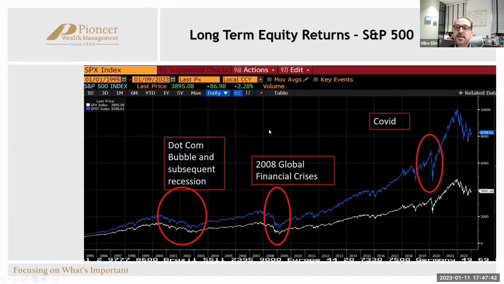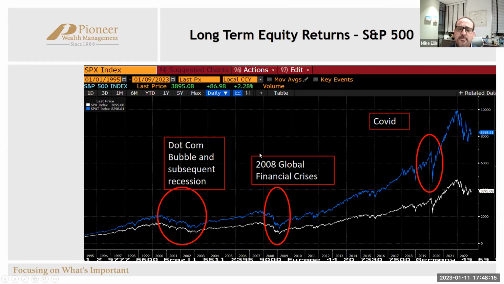Okay, this is the long-term equity. The white line is the S&P 500. The blue line is the S&P 500 with dividends reinvested. So those of you who've been on my webinars before, I often present this. You can see the power of compounding that dividend. And you can see the crises or recessions that we've been through in the past. This is from 1995. I just randomly chose an old date.